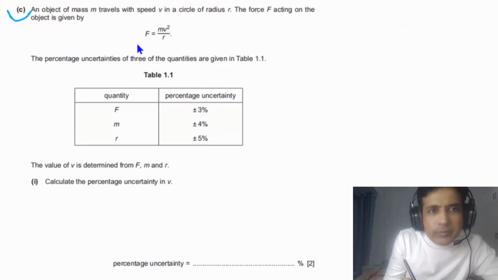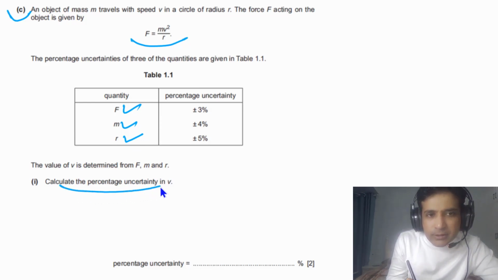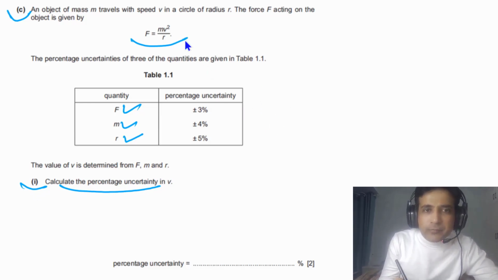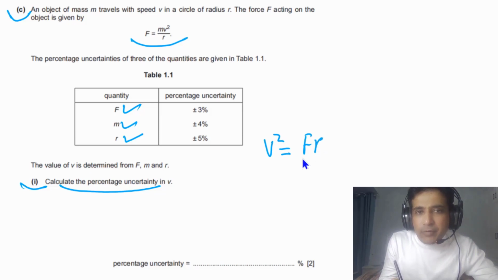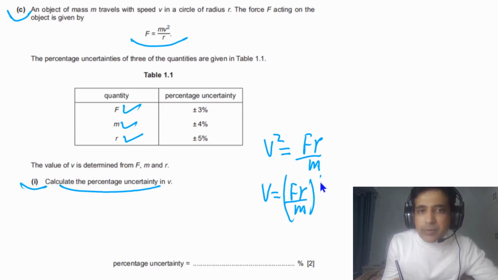For part C, the formula for the force is given to us, and percentage uncertainties for force, mass and radius are given. We need to calculate the percentage uncertainty in V for part 1. Very straightforward question. First of all, rearrange this equation. We make V the subject, so V squared equals FR divided by M, and V equals FR divided by M, to the power of 1 by 2.